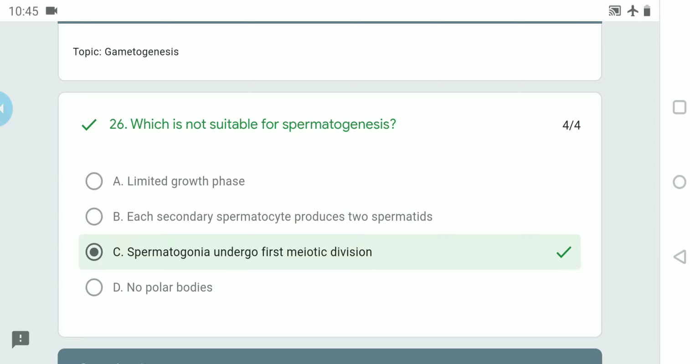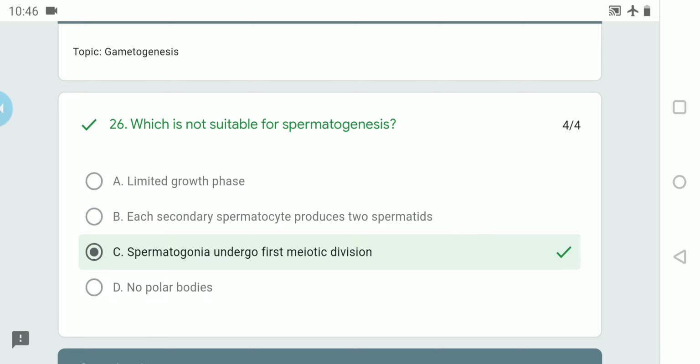Yesterday we already studied the discussion with respect to the competitive exam, that means NEET, third chapter, Human Reproduction. About 25 questions were completed. Today we will continue with the remaining questions. The first question, the 26th question, asks which is not suitable for spermatogenesis.